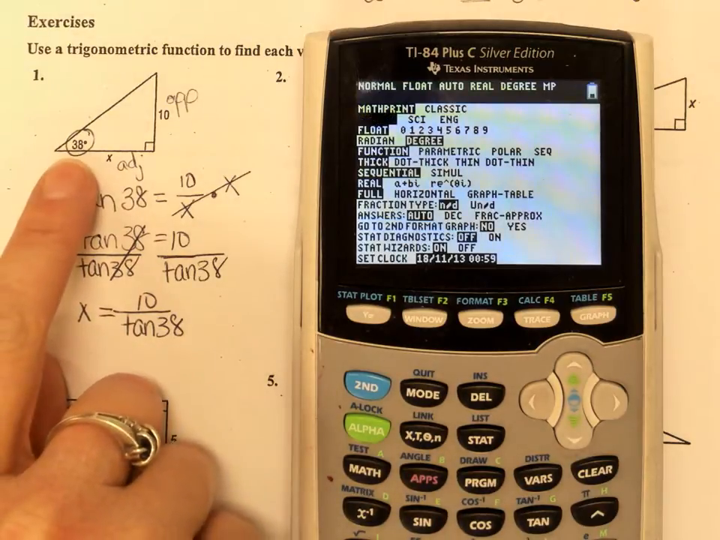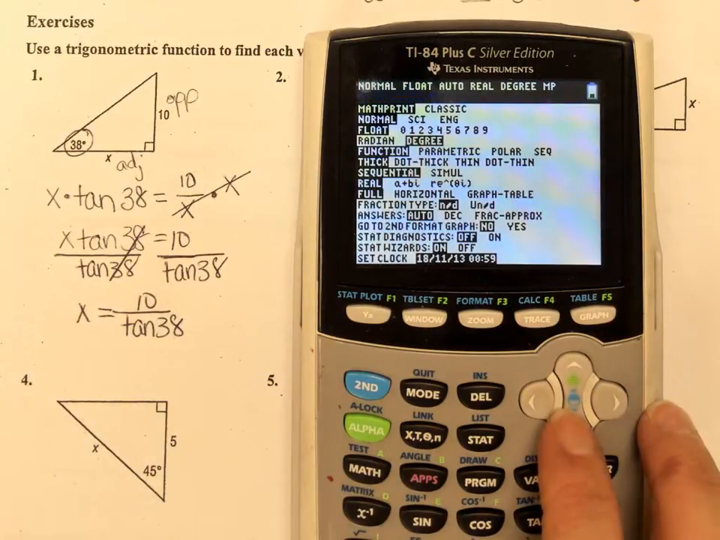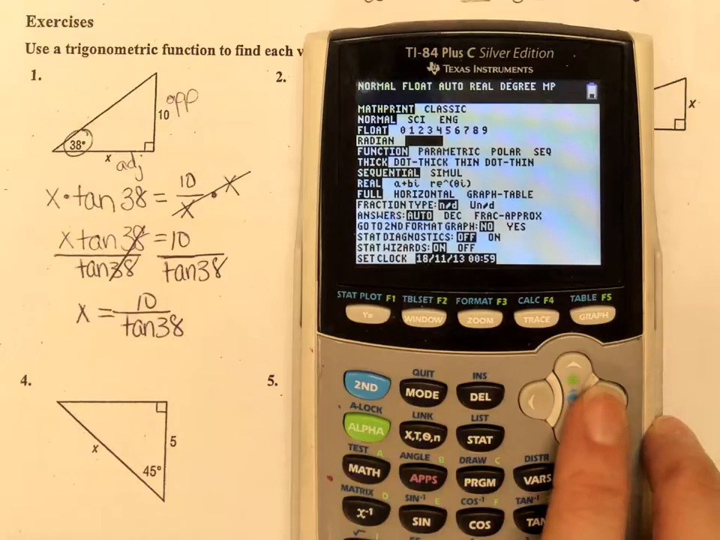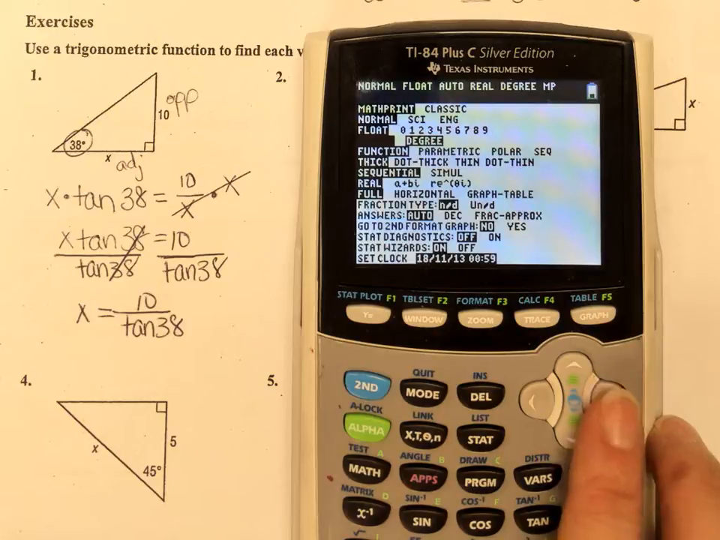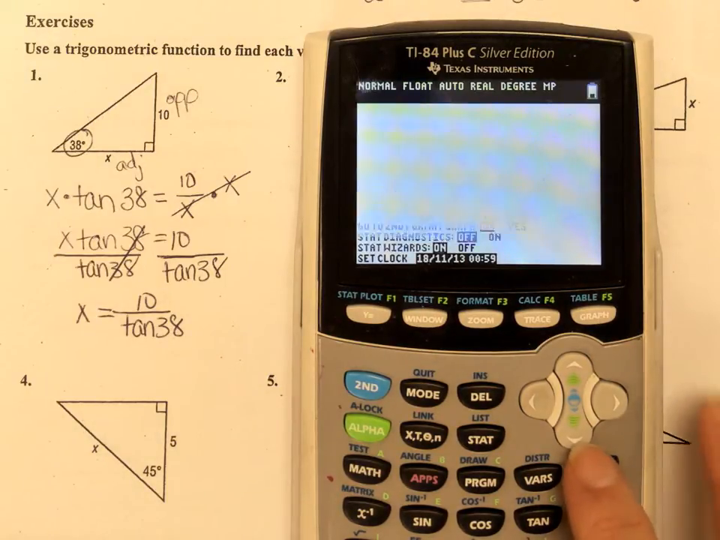What was this again? It was a degree. So do you see on the fourth row, I think it is, where it says radian and degree? Make sure that it is bold on degree. If it is not, hit the right arrow button and hit enter on degree. See how mine is bold and flashing on degree? Does anybody need help? Okay, so if you're good, hit clear, or you can hit second quit, either one.